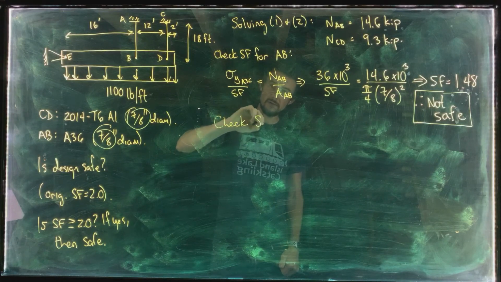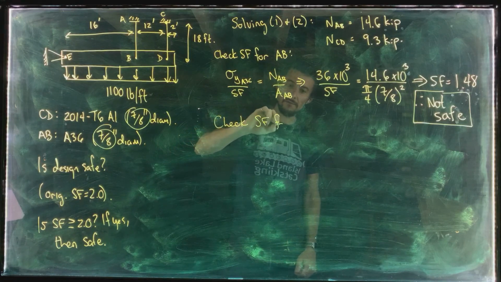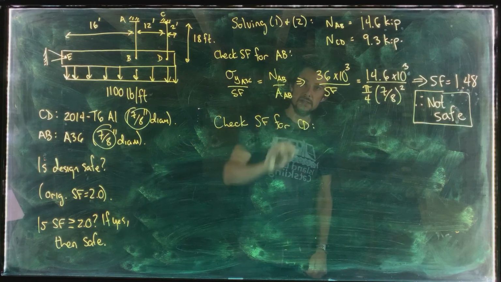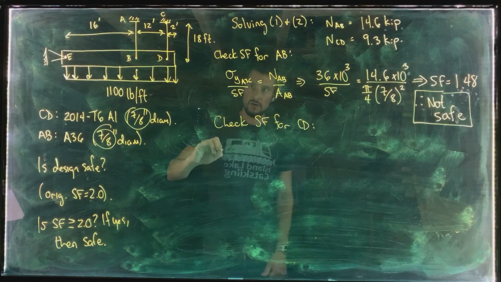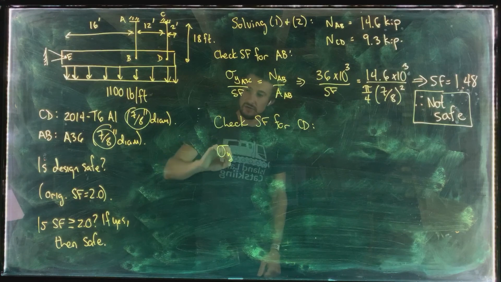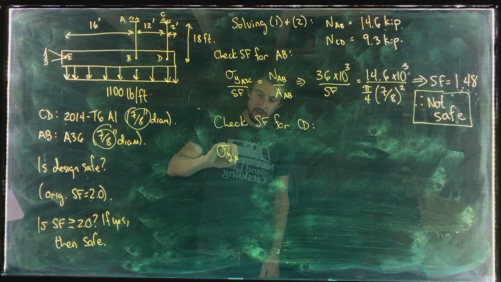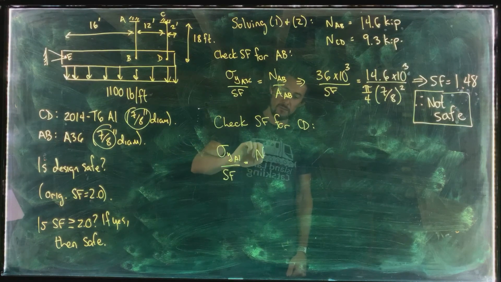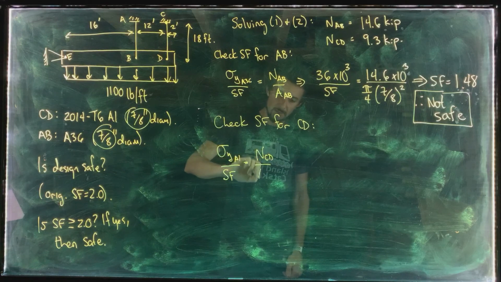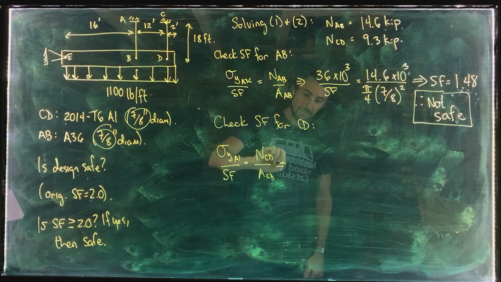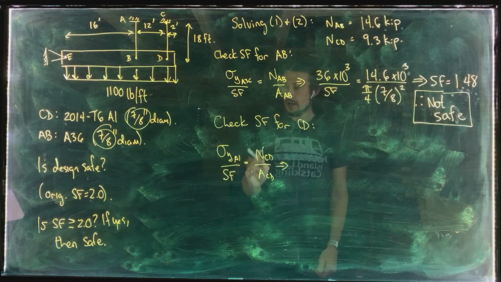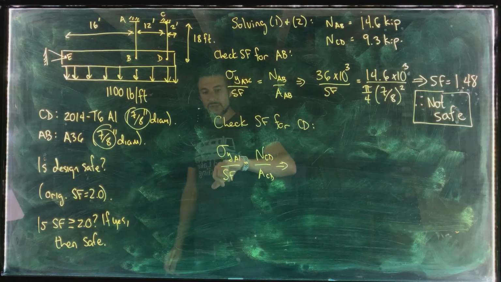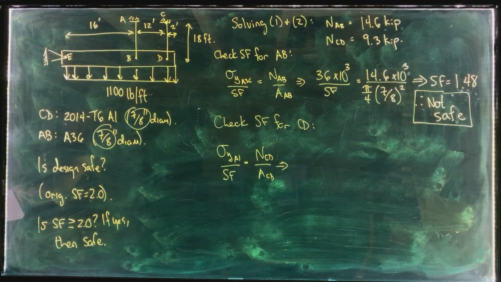So let's check the safety factor for CD as well. In this case, we're equating the yield strength for the aluminum divided by its safety factor to the normal force in the aluminum cable CD divided by the cross-sectional area of CD. So that would give us the following. The yield strength of the aluminum, let's see what that was.